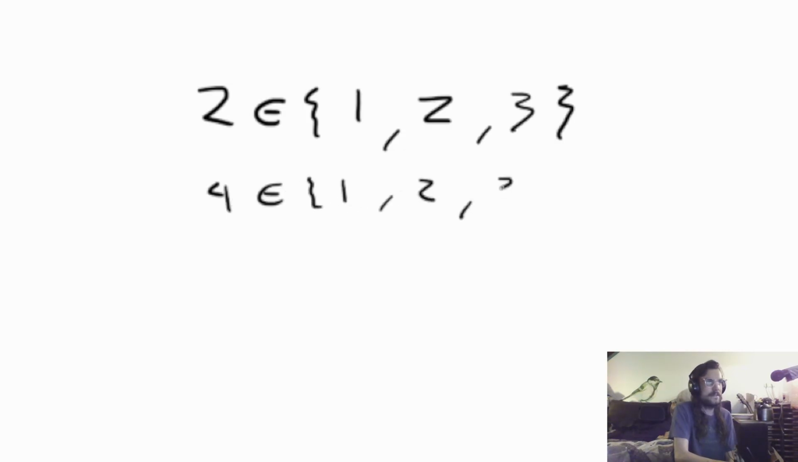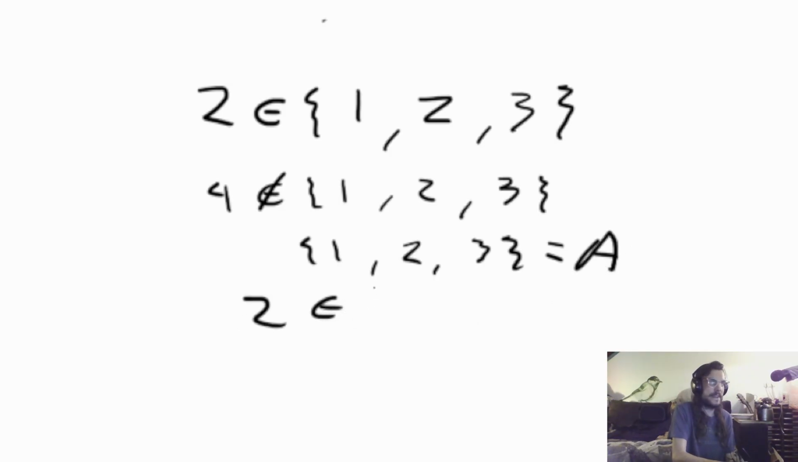So if I write down the number 2 and a set with 1, 2 and 3 in it, then this is true. But if I write down 4 in the set with 1, 2 and 3, this is obviously not true, because 4 is not a member of this set. So we have to cross it out or do a not thing in here. I can also name sets. If I want to write this shorter, I can say 1, 2, 3 is the set A, and then I can write 2 in A and 4 not in A.